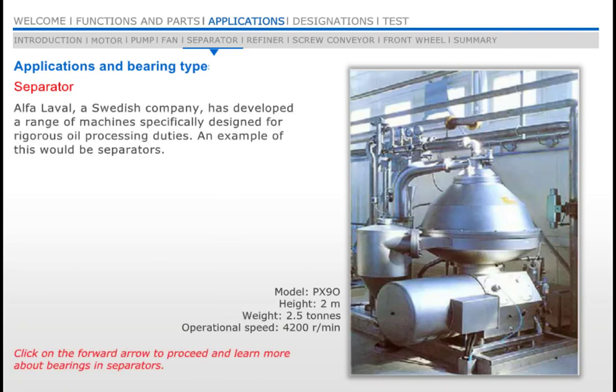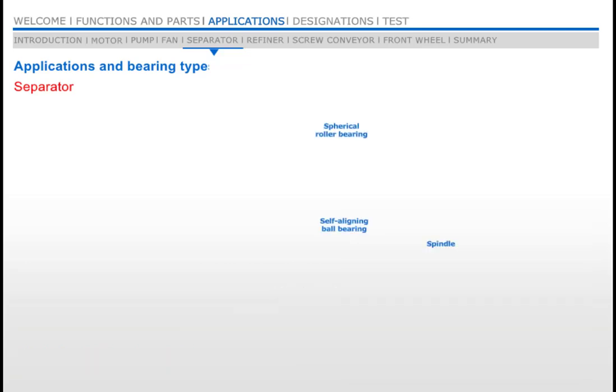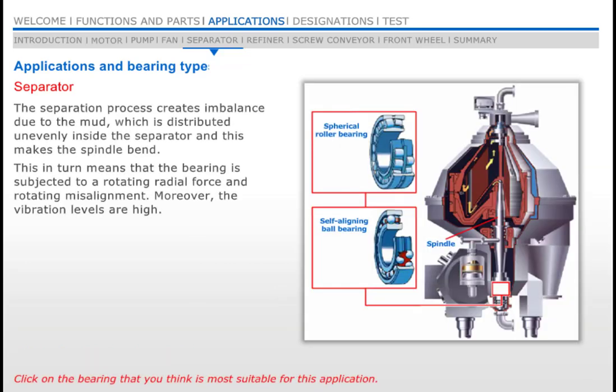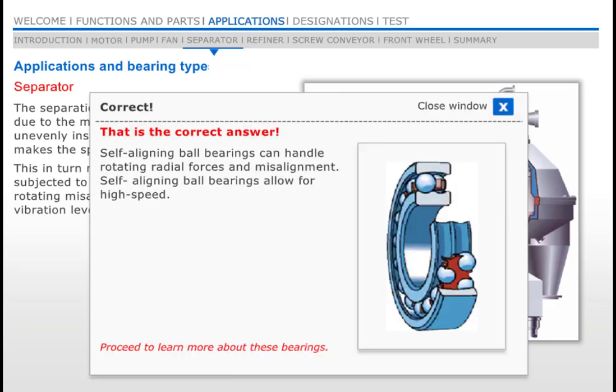Alfa Laval, a Swedish company, has developed a range of machines specifically designed for rigorous oil processing duties. An example of this would be separators. The separation process creates imbalance due to the mud, which is distributed unevenly inside the separator, and this makes the spindle bend.